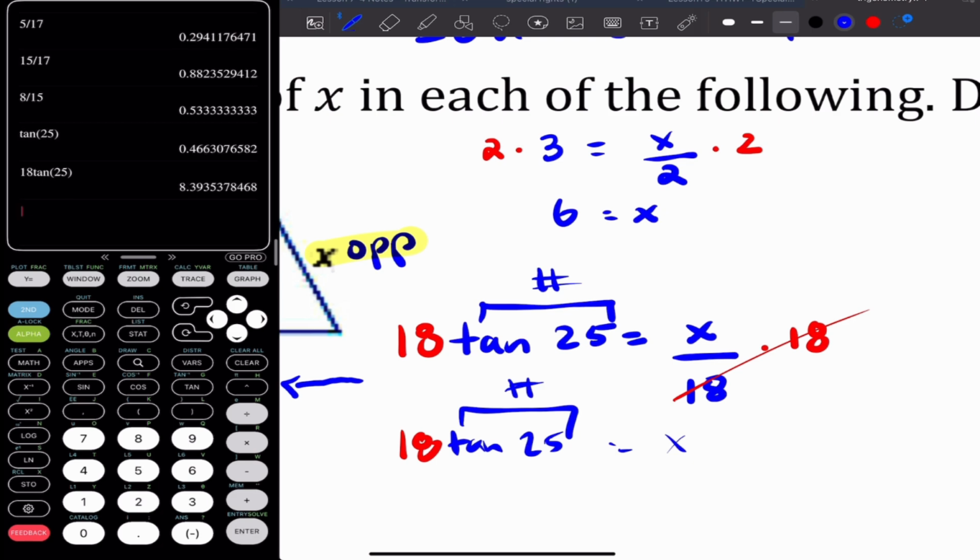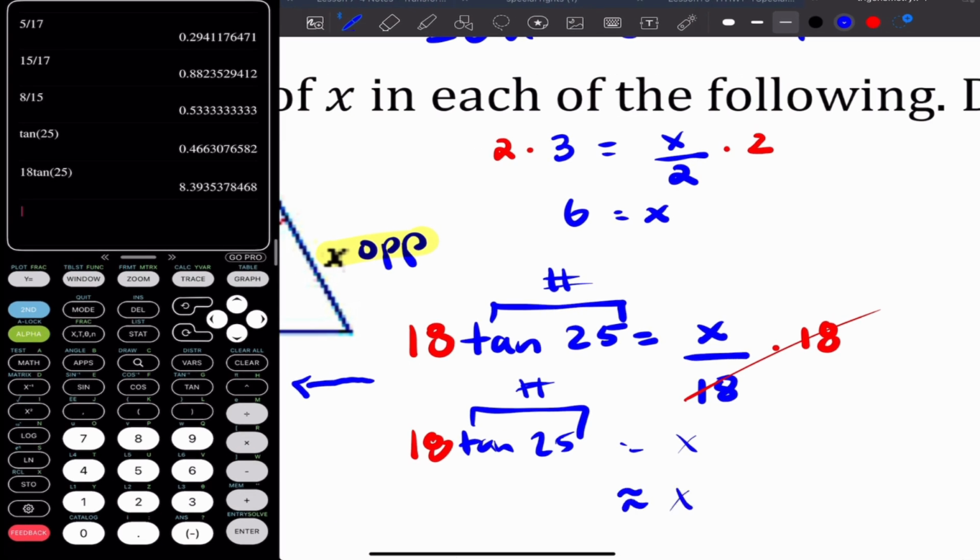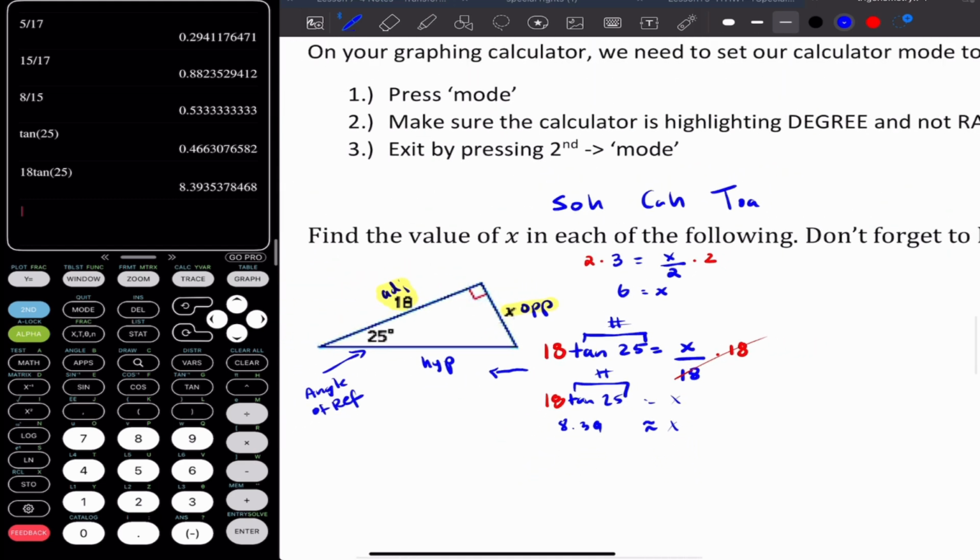You hit enter, boom, and we're going to round to the nearest hundredth. So this is approximately 8.39. That 3 after the 9 will dictate whether the 9 goes up or down, but in this case, since it's a 3, the 9 is going to remain the same. So x is approximately 8.39. That is your answer.